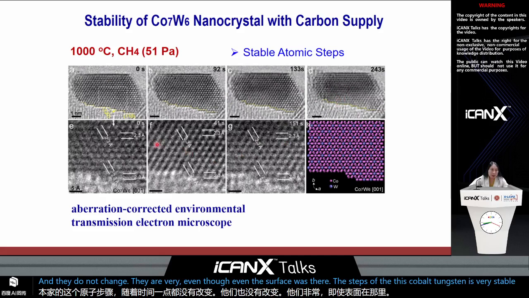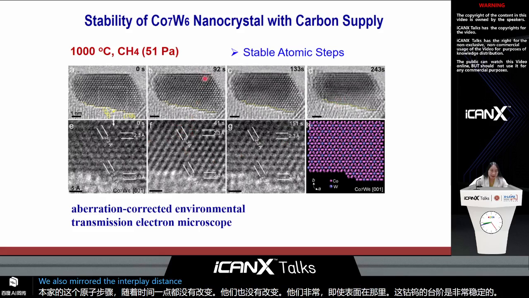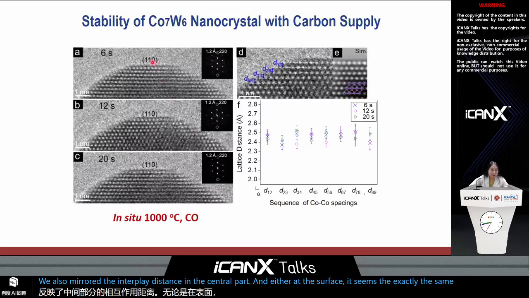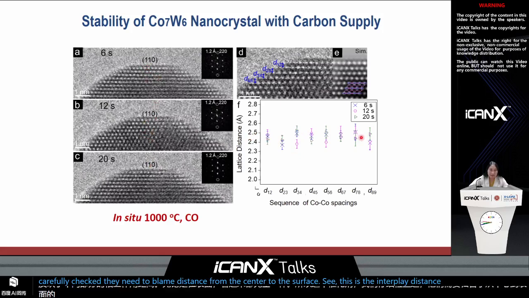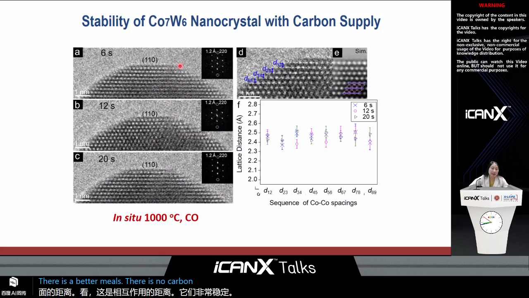We also measured the interplane distance in the central part and at the surface. It seems they are exactly the same. For this catalyst, we carefully checked the interplane distance from the center to the surface. They are very stable. That means there is no carbon precipitation from the surface to the center.